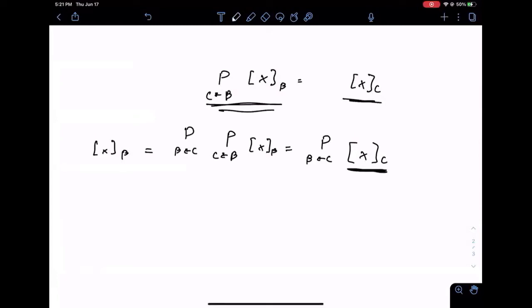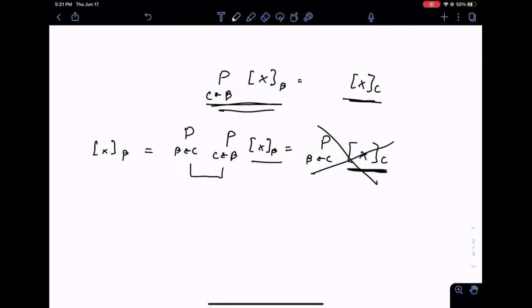Now forget about this right side for a second. Look at these. I have x in terms of b, and x, and these are the same vector. x in terms of b, x in terms of b. And this is some square matrix. I'm multiplying two square matrices together.